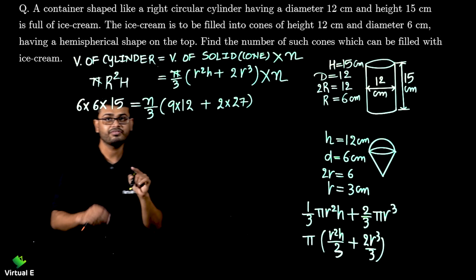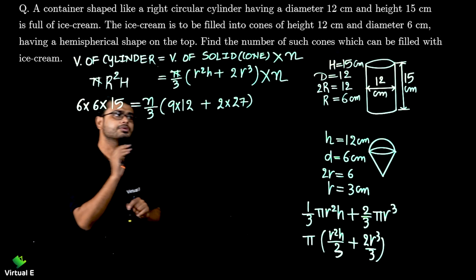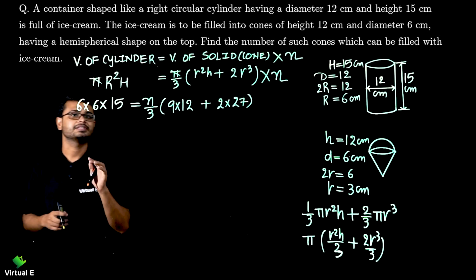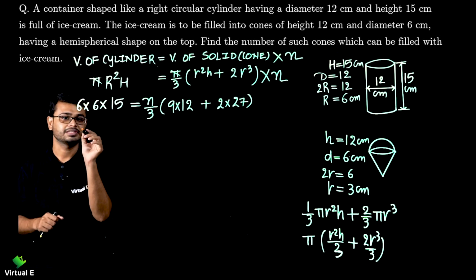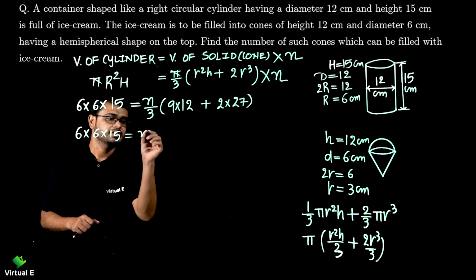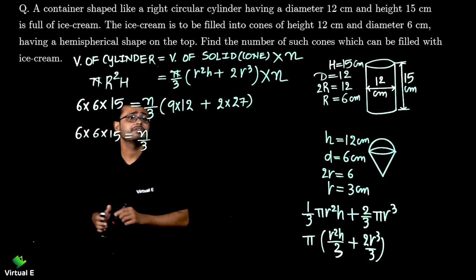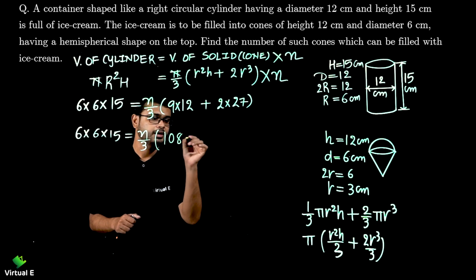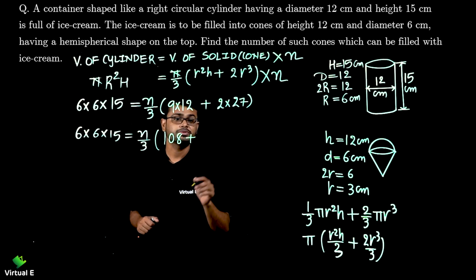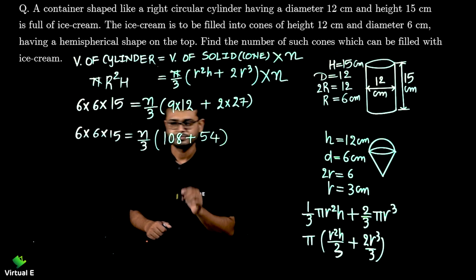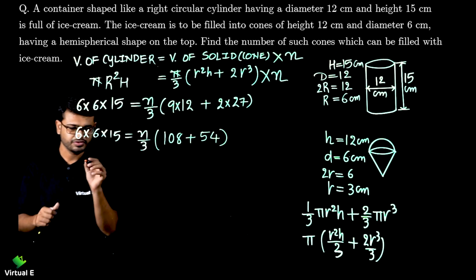I'm not going to simplify further. I'm not going to multiply. You know the reason behind that. It is easy to do the cancellation. Right, so let's keep it as it is. 6 into 6 into 15 as it is. 6 into 6 into 15 is equal to n by 3. Now what's the value of 12 nines? That is 108. Okay, plus 27 twos, that is 54. Done. Now let's do the addition, then we'll shift and get the answer.